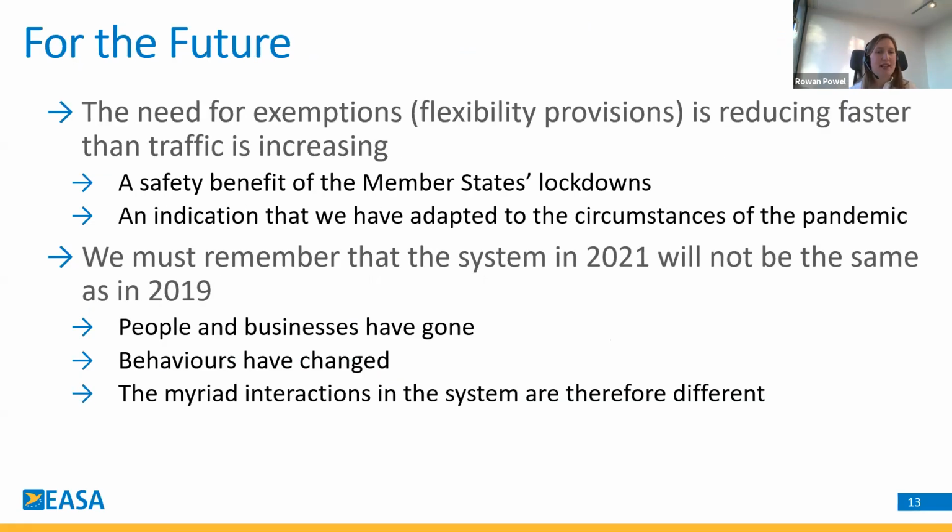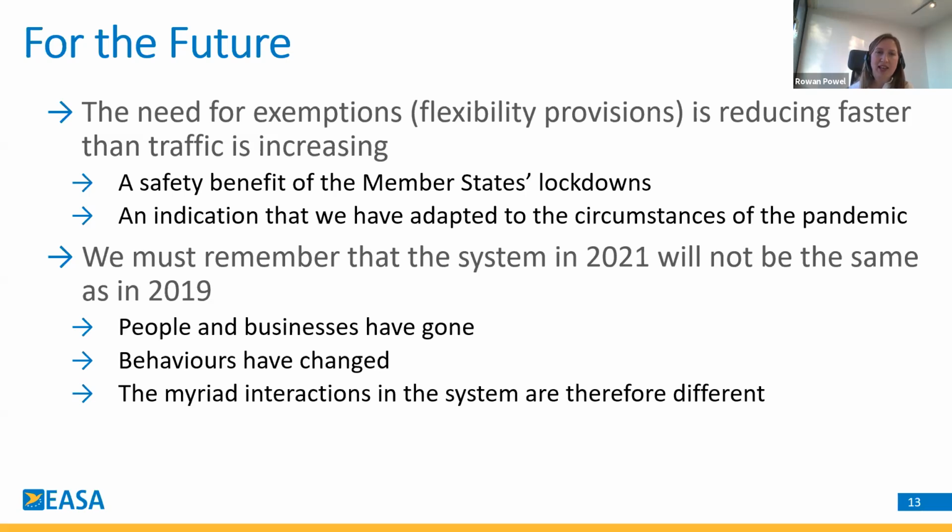Next slide, please. Then looking at the future, we've been monitoring lots of different elements to understand how the system has been changing. So not just traffic levels, but for example, the rate of application for exemptions. And we know that the rate that exemptions were being applied for was drastically increased in the spring. But the need for these exemptions is reducing at the moment faster than traffic is increasing. So it's one of those unusual benefits of the member states' lockdowns, the slower recovery, but also an indication that we've adapted to the circumstances of the pandemic. So not only as an industry, but as a society, people are allowed to have more mobility than we had in the springtime.